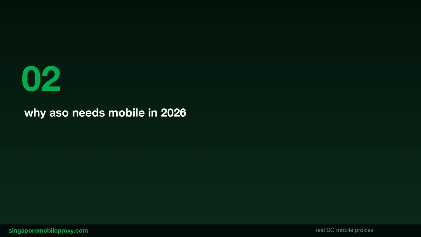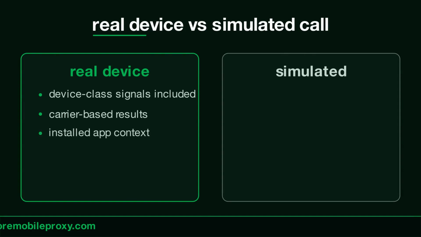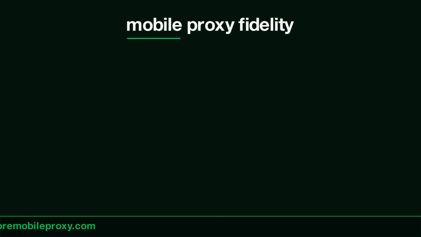The app stores treat their search index as a per storefront product. The Singapore storefront on iOS shows different results, different feature shelves, and different in-search ads than the US storefront for the same query. Standard third-party ASO tools paper over this with simulated storefront calls, but the simulations diverge from what a real device sees because the stores apply additional signals based on device class, carrier, and recently installed apps. Mobile proxies close the gap.